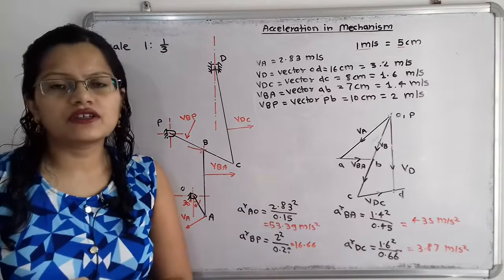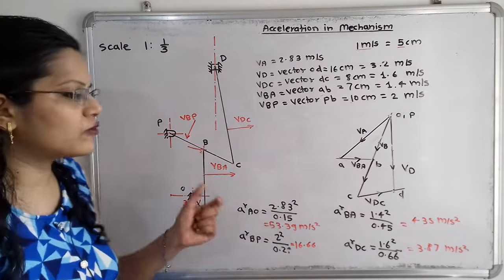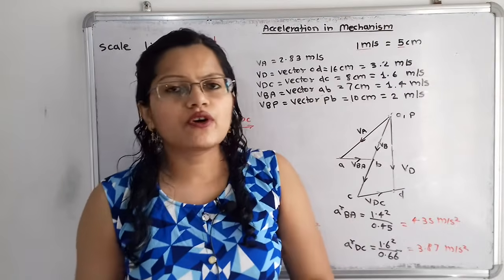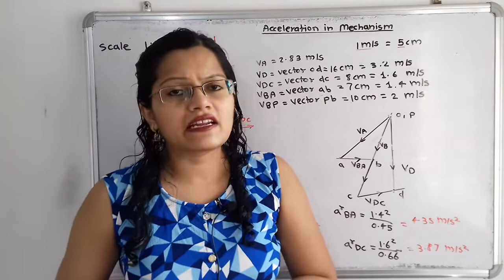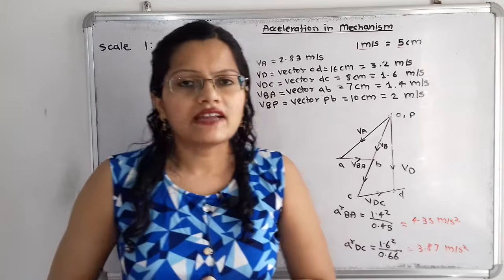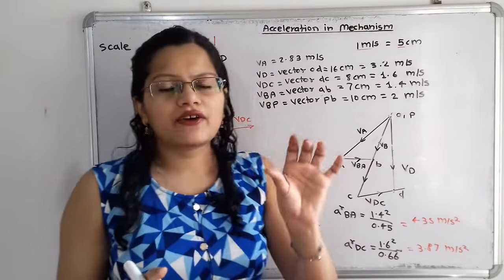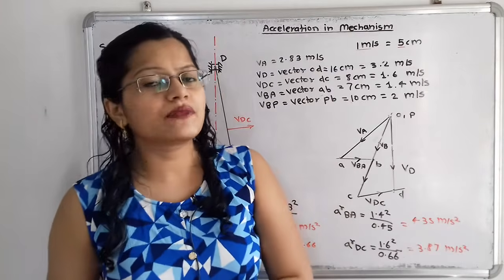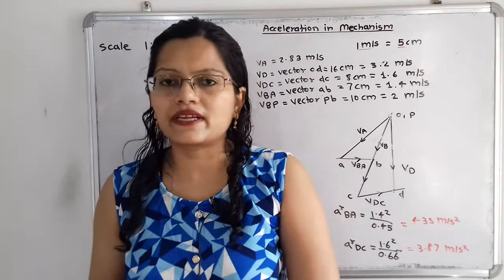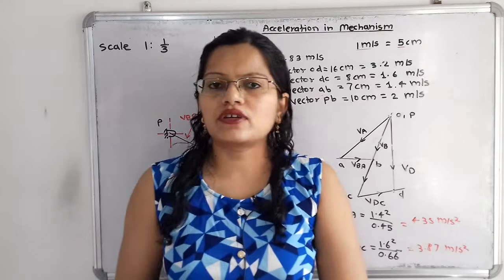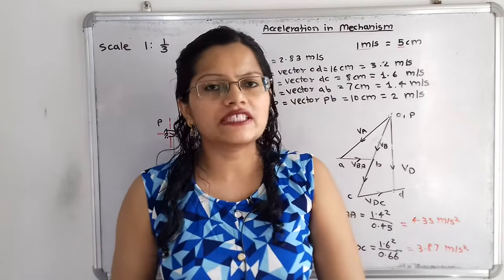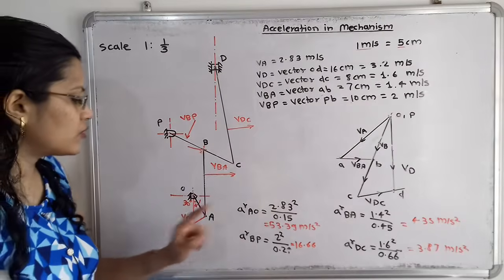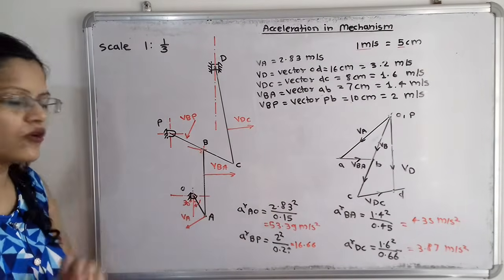Now from this velocity, we are going to calculate the radial component of acceleration. We know how to calculate the radial component of acceleration: for any link we take the velocity square divided by the length of the link. The length of the link we have to consider in meter. And this radial component of acceleration is always parallel to the link. First we will take the radial component of acceleration for this crank OA.